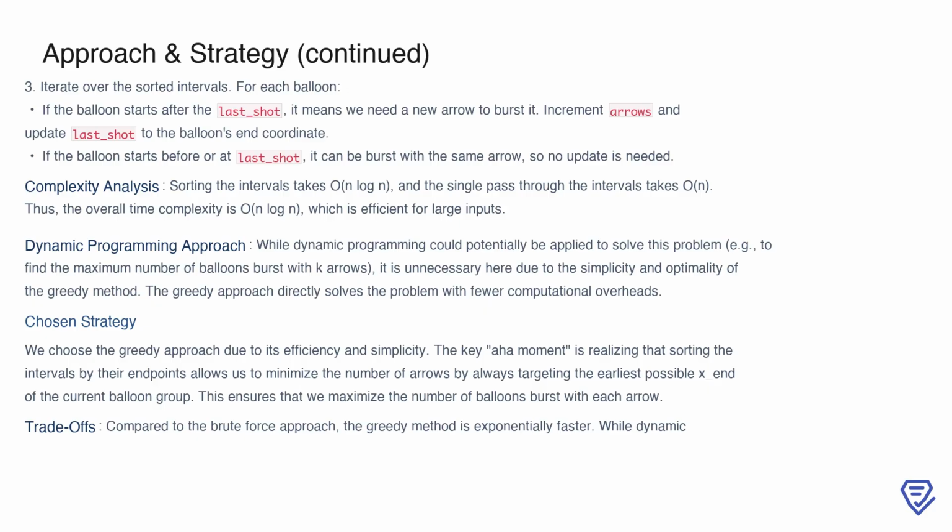However, if the balloon starts before or at last underscore shot, it means it overlaps with the previous group and can be burst with the same arrow. This approach only requires a single pass through the intervals after sorting, making it highly efficient.